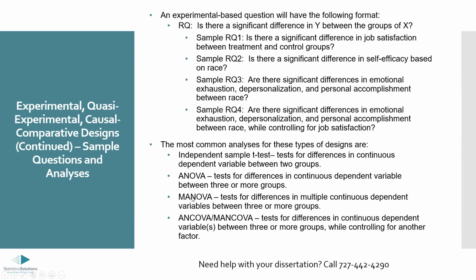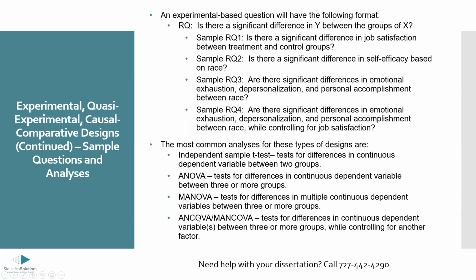A MANOVA is a multivariate analysis of variance, and that's used when you have multiple dependent variables that are measured continuously. So sample question 3 is an example of that. We have 3 dependent variables right here: exhaustion, depersonalization, and personal accomplishment. And race has 3 or more possibilities.